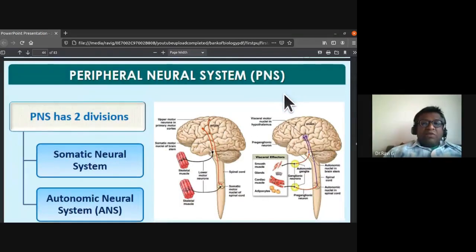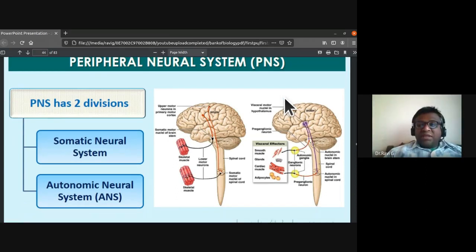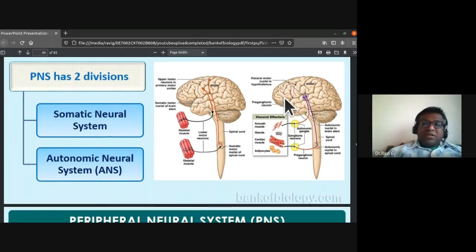The peripheral nervous system also has two divisions, that is the somatic nervous system and the autonomic nervous system. So SNS and ANS, we can remember it as.